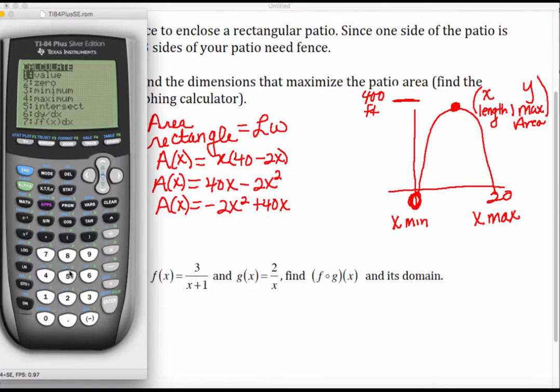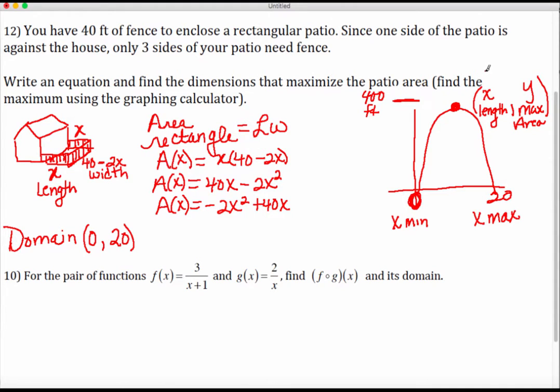Do second calc. And then max is 4. And then I need to do left bound. So be to the left of your max. Then we're going to go right bound. I'm probably going too far left and right, but I just want to be safe. And then I'm going to try to get right on top of that hill, on top of that max point, and hit enter. And my calculator gives me nice exact clean numbers, 10 and 200. So if I come over here, then my x coordinate was 10 and the y coordinate was 200.